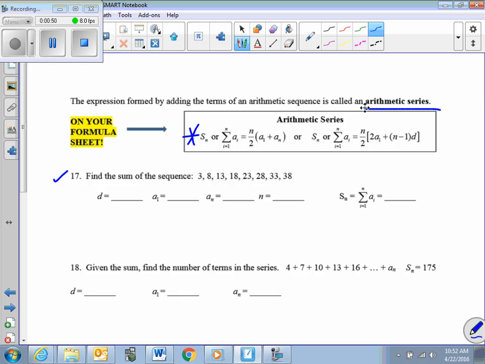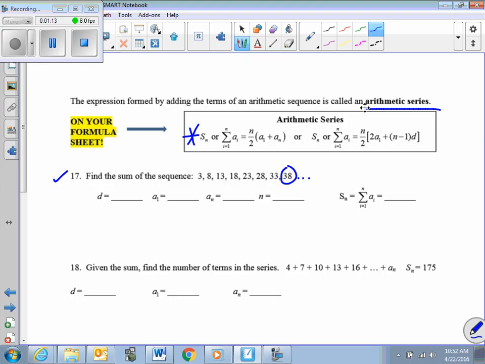Find the sum of the sequence 3, 8, 13, 18, and so on. And look, this is a finite sequence. Why? Because I can see that it does have a last term. If it didn't, we would see this, and then we would know it was an infinite sequence. So let's look and see what we need here.